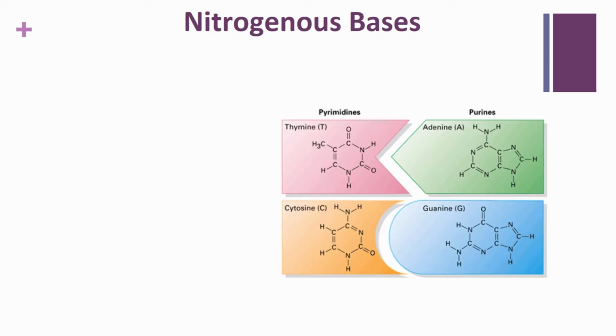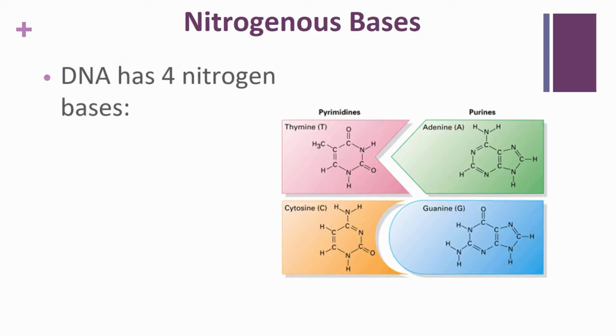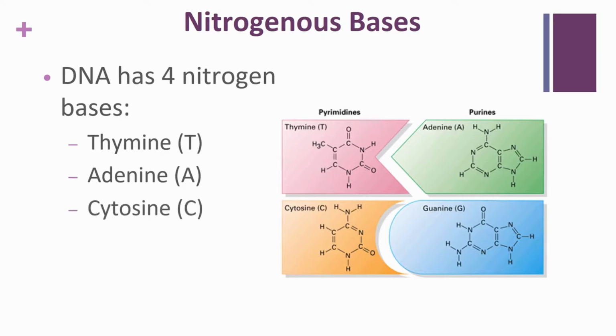DNA has four nitrogenous or nitrogen bases. The first is thymine, which is abbreviated with the letter T. There's also adenine, which is abbreviated with the letter A. There's cytosine, which is abbreviated with the letter C, and guanine, which is abbreviated with the letter G.